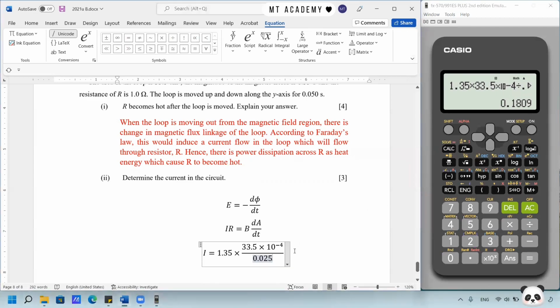So the current is equal to 0.18 ampere. So the current is equal to 0.18 ampere. This is a sample solution from me. If you find any mistake in the paper, you can let me know. It doesn't mean that the solution in this video is 100% correct. If you still have any questions, you can also leave them in the comment section below.